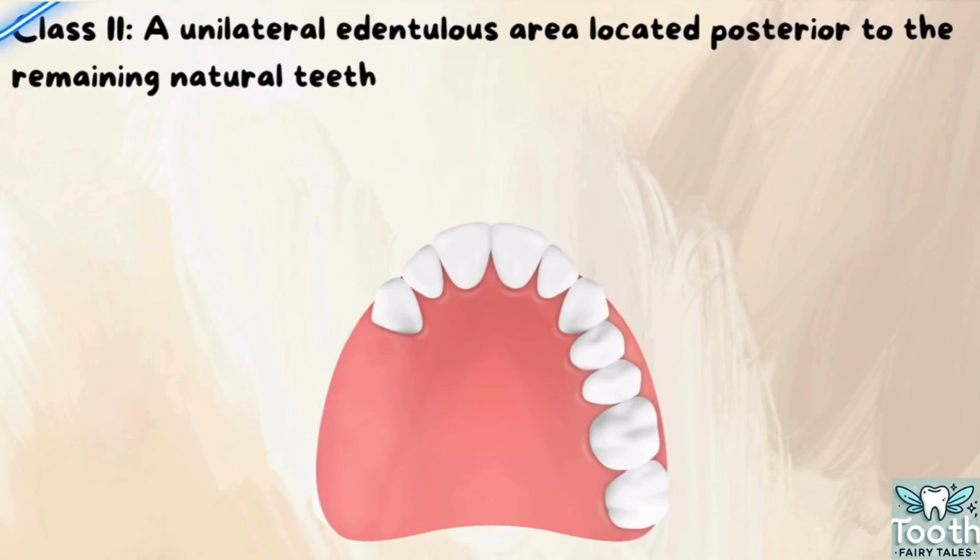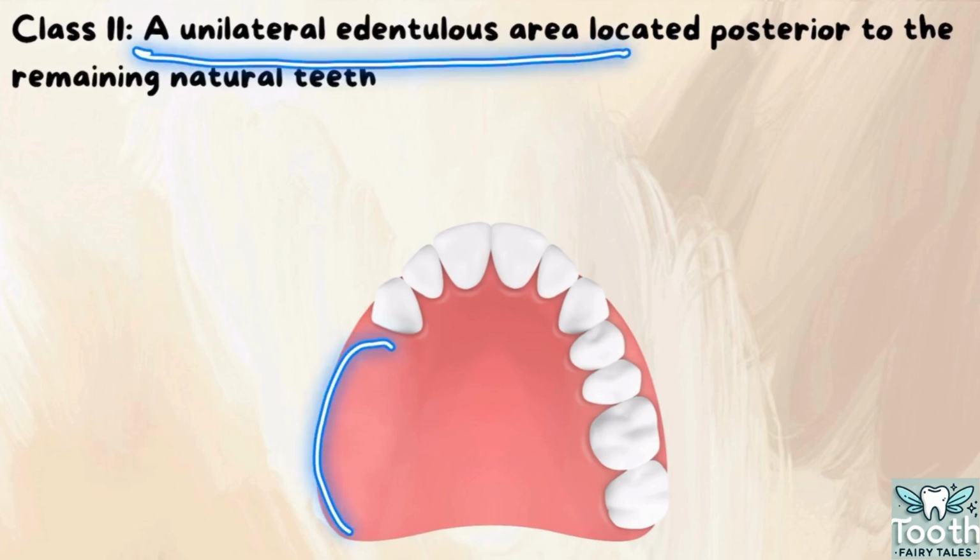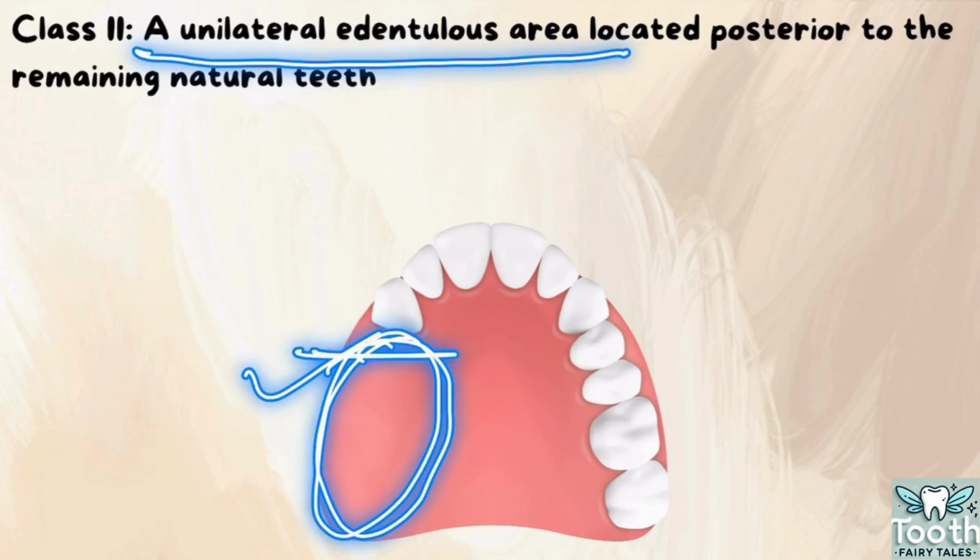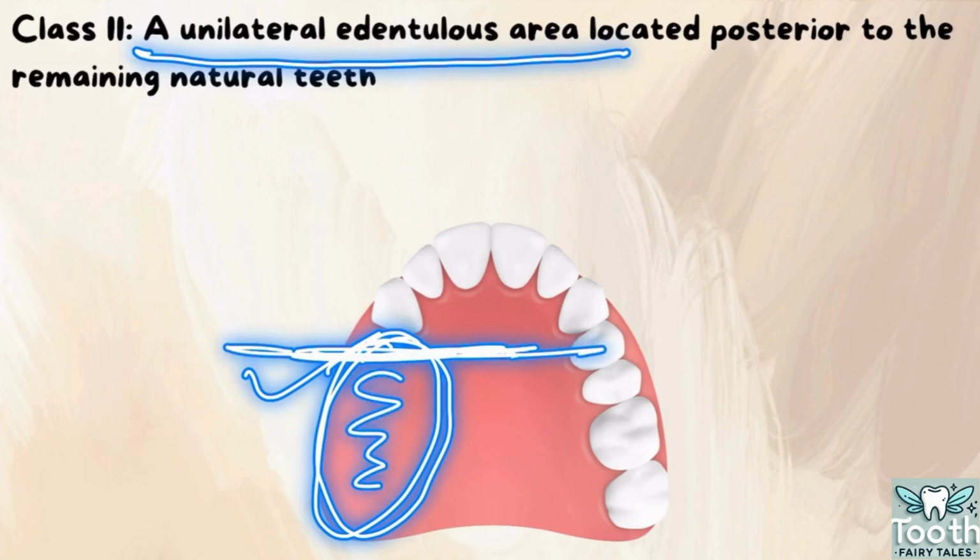Next is Class 2. In Class 2, a unilateral edentulous area. This is a unilateral edentulous area. That means the edentulous area is present only on one side of the arch, and this edentulous area is located posterior to the remaining natural teeth.